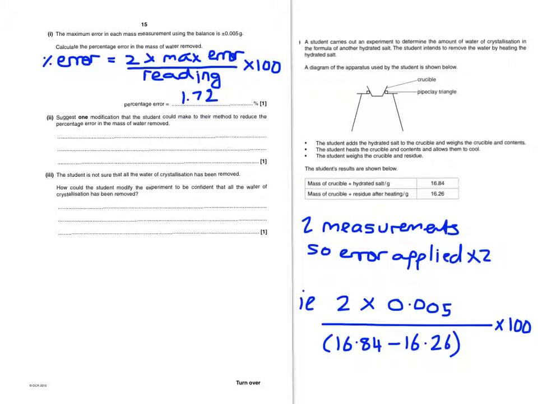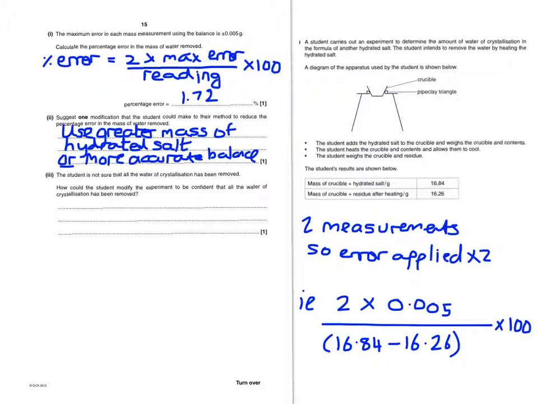So there's more than one thing you could possibly say for the second part. One modification the student could make to their method to reduce the percentage error in the mass of water removed. So one possibility is a greater mass of hydrated salt, and the other possibility might be using a more accurate balance.